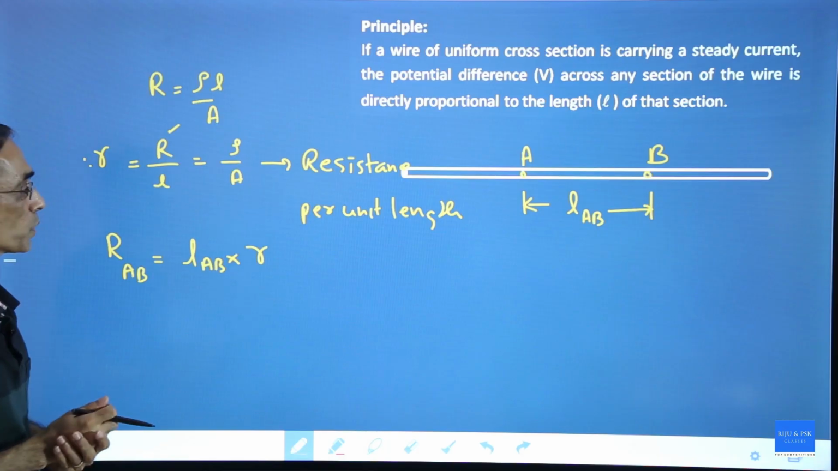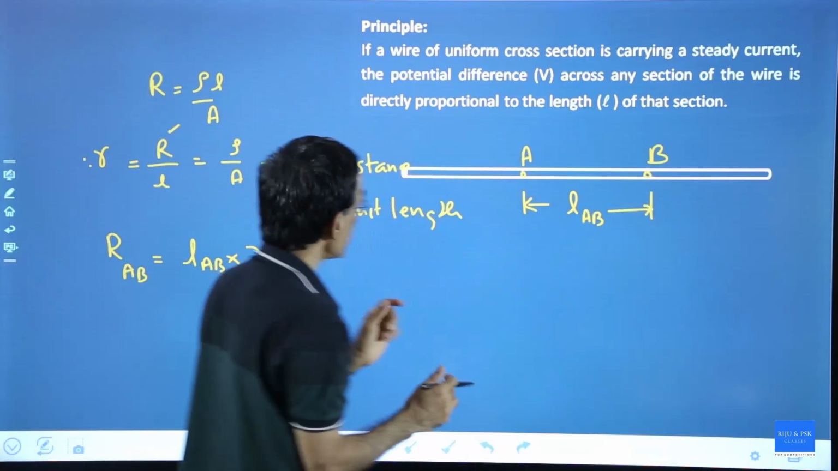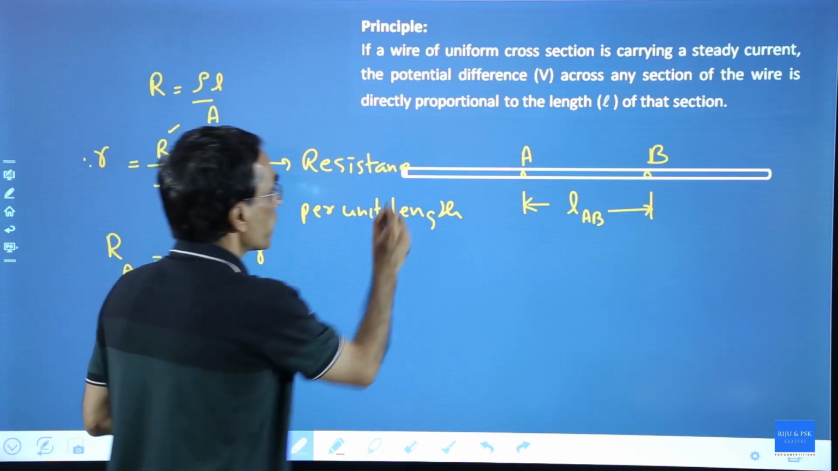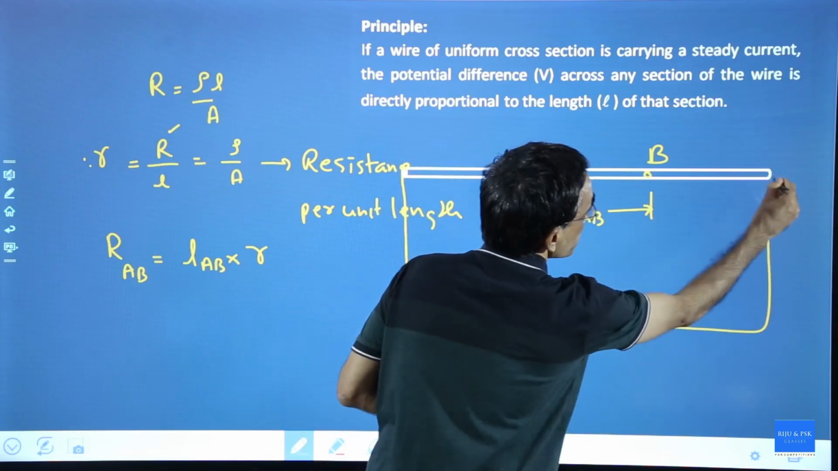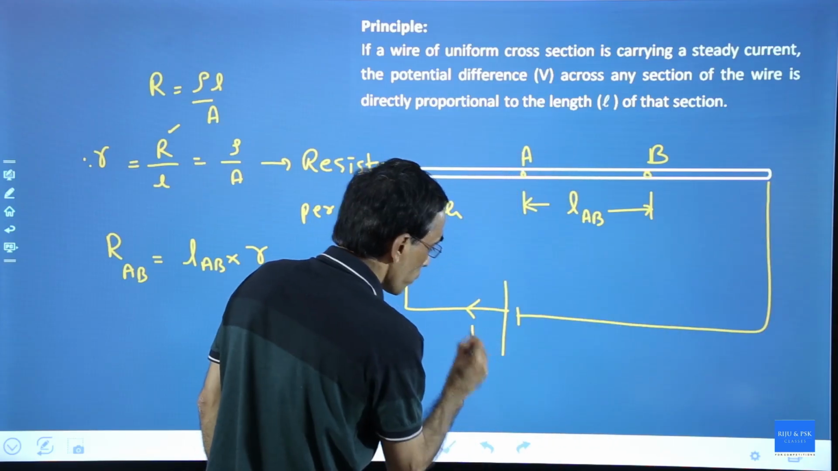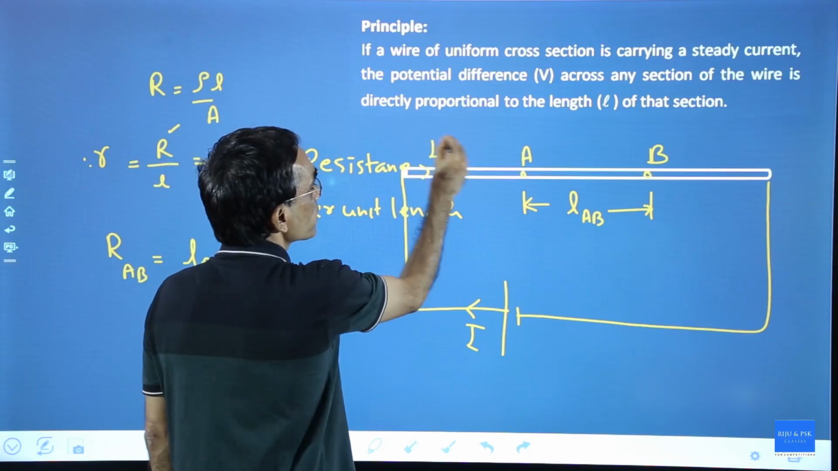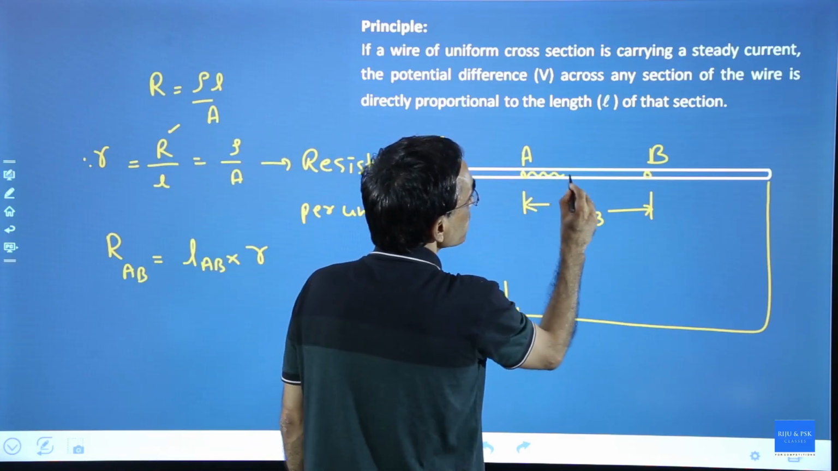Fine. So, if you take different points at different distances, the resistance will be different. Now, assume that you are connecting this wire to a cell, a current will flow. A current will flow like this. Then here, this part has a resistance.